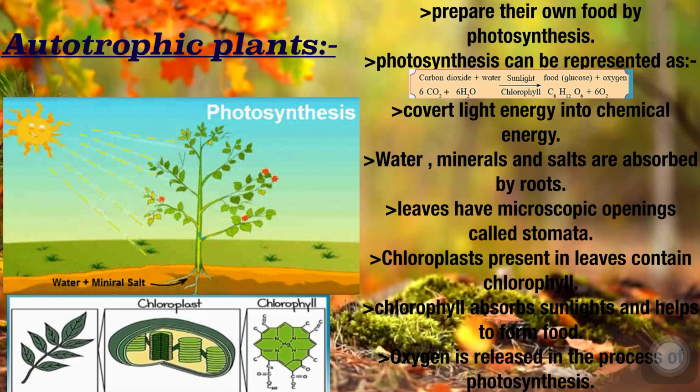Okay? Glucose is stored and oxygen is given out. Besides leaves, photosynthesis takes place in some other parts like green stems too, as they contain chlorophyll.